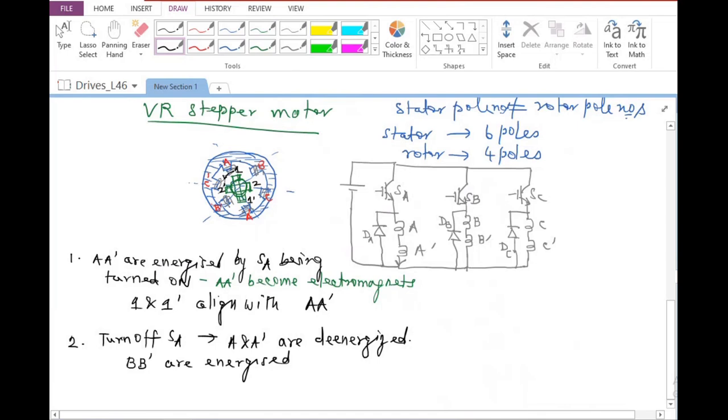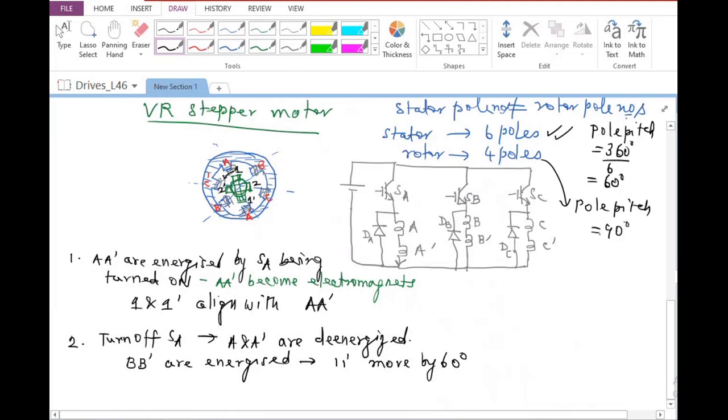Because 1 and 1 dash are already coinciding with A and A dash, there are two options. Either I can imagine 1 and 1 dash move by 60 degrees, because please remember there are 6 poles, so the pole pitch will be 360 divided by 6, so that will be 60 degrees. Whereas if I look at the rotor, that is going to have a pole pitch of 190 degrees.